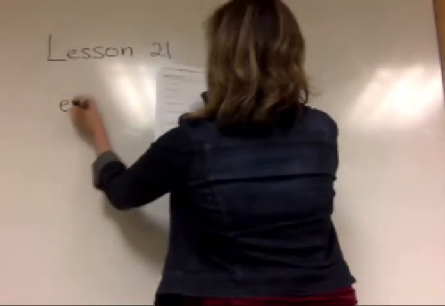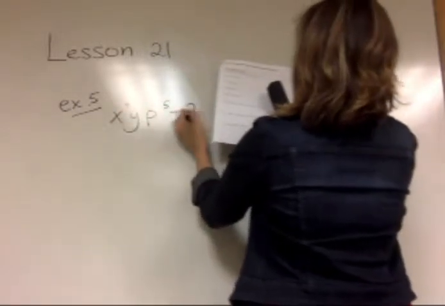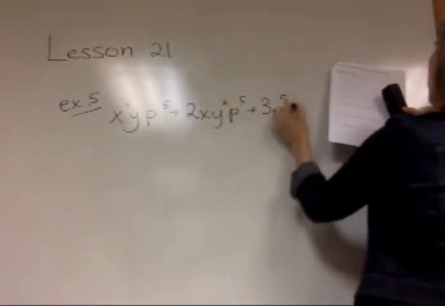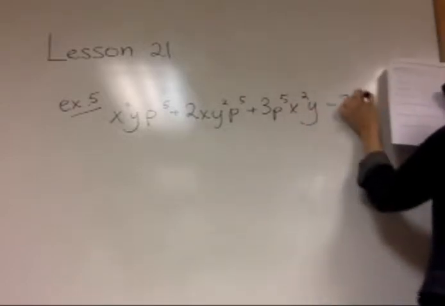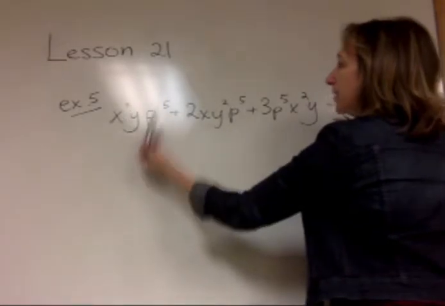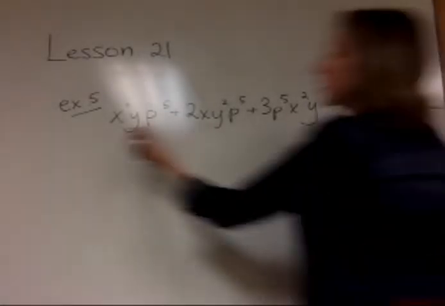So example 5 on the paper says x squared y p to the 5th plus 2xy squared p to the 5th plus 3p to the 5th x squared y minus 7y squared x p to the 5th. Can you see that? Now, are we multiplying anymore? No. We're adding. This is where it's all going to get complicated, guys. So what we want to do is look for ones that are alike. Do we have any more x squared y p to the 5th anywhere? Yes. Okay, so we underline the ones that are alike.